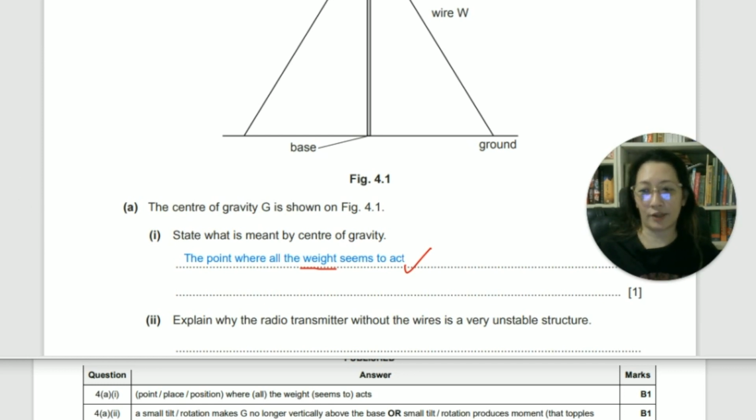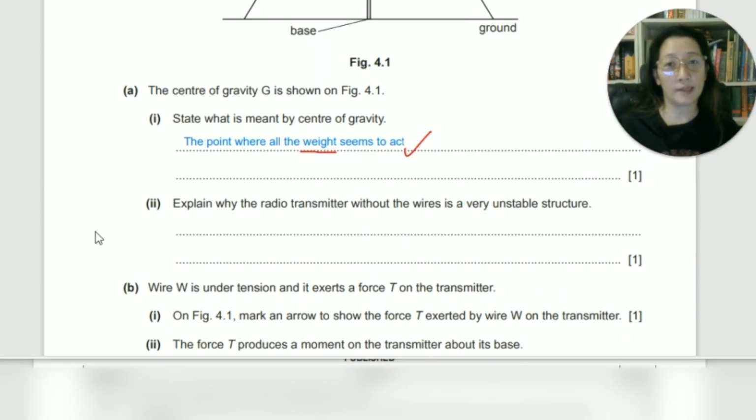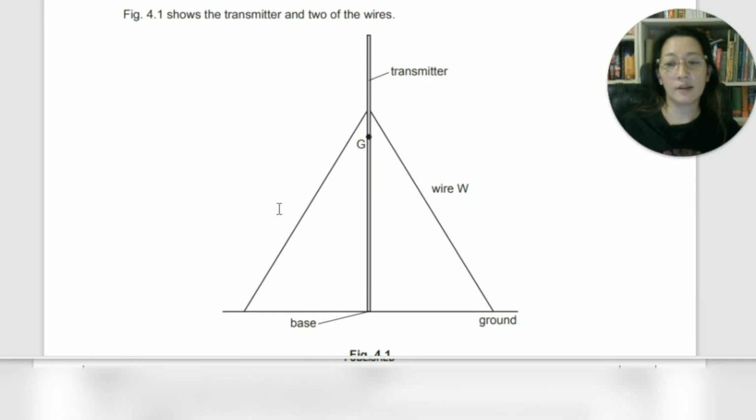Now let's move on to the next question. Explain why the radio transmitter without the wires is a very unstable structure. Before we jump into the answer, first of all, let's examine what's really going on in the diagram. So the question asks us about the radio transmitter without the wires. So looking at the diagram, we have the transmitter here. These are the two wires which have been set up, and the question's asking, what if we don't have the wires? So this is a very logical question which you should be able to figure out the answer based even on real-life observation. If you don't have the wire here, obviously the transmitter will not be very stable. It will tend to fall over, correct?